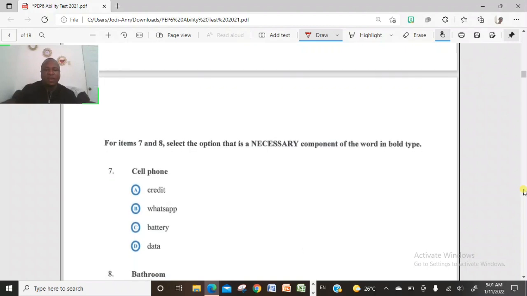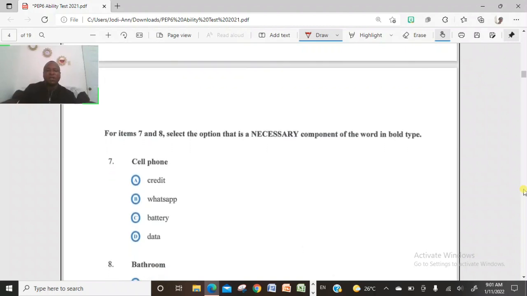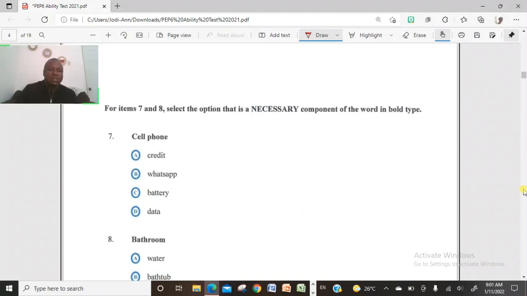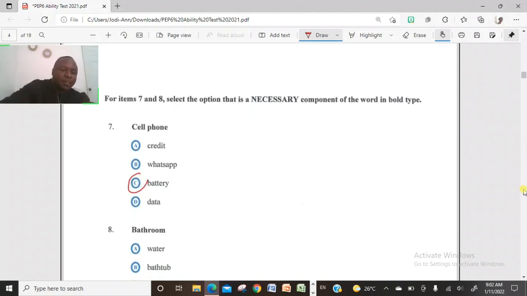For items 7 and 8, select the option that is a necessary component of the word in bold. Now, for questions like these, you have to ask yourself which one of the options the word in bold cannot do without. Now, we have cell phone. Can you have a cell phone without credit? Yes, you can. Can you have a cell phone without WhatsApp? Yes, you can. Can you have a cell phone without a battery? No, it needs a power supply. Therefore, we can't have a cell phone without a battery. So the answer there is C.